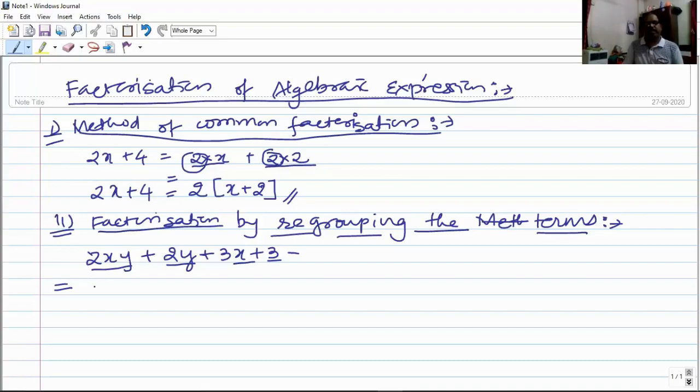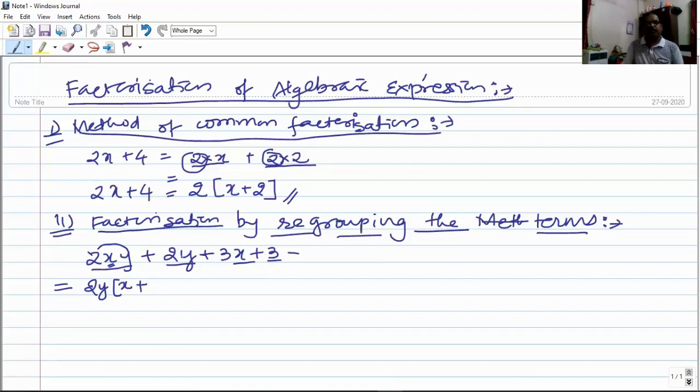So I can take 2y common from it. So what is left inside the bracket? If you take 2 and y common from the first term, as it contains three factors, 2, x and y, we have taken 2 and y common. So what is left? We are left with x here.